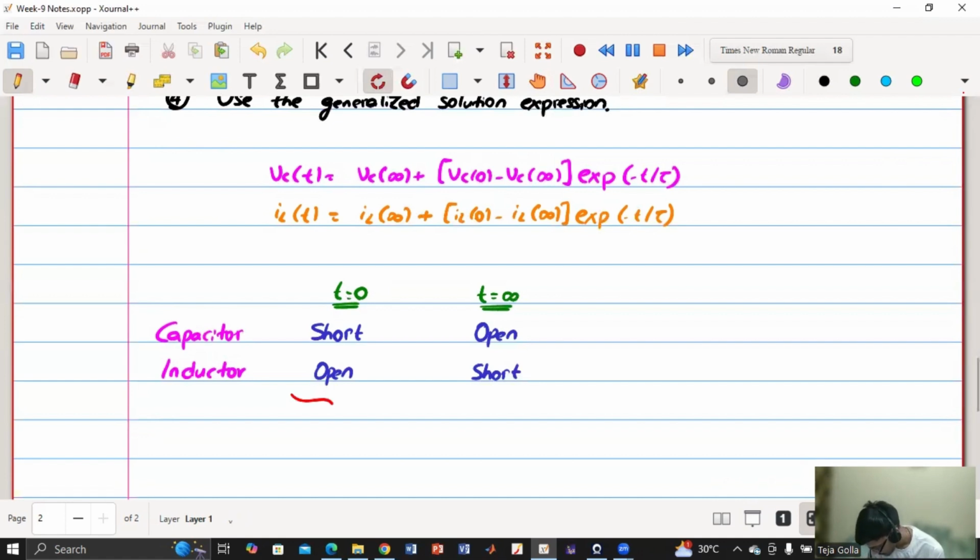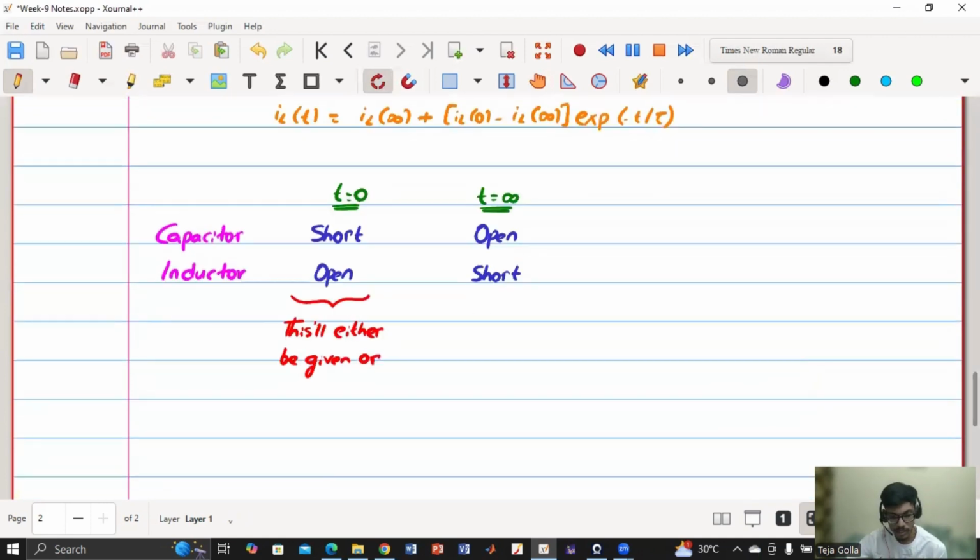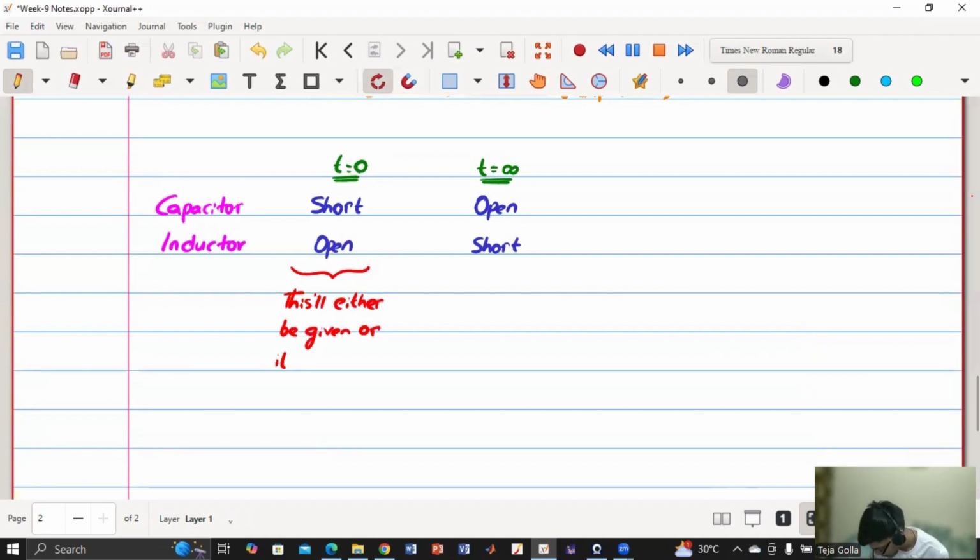So this will either be given or it needs to be calculated. Sometimes they give, sometimes they don't give. Whereas this needs to be calculated always, they will not give.